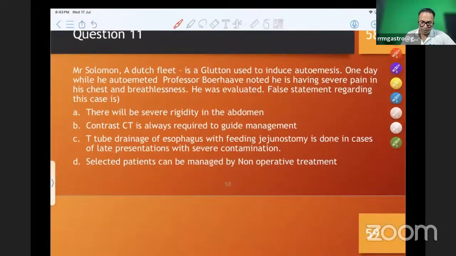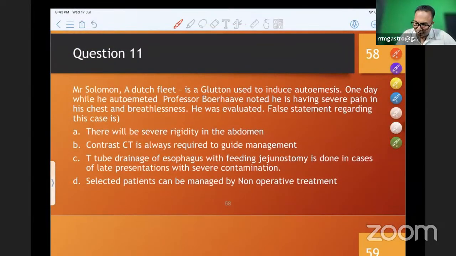Where will you keep? So coming to GIT, question number 11. Mr. Solomon, a Dutch fleet, is a glutton used to induce autoemesis. One day while he auto-emitted, Professor Boerhaave noted he is having severe pain in his chest and breathlessness. He was evaluated. So what is this concept related to? Anybody? This concept is related to what syndrome?